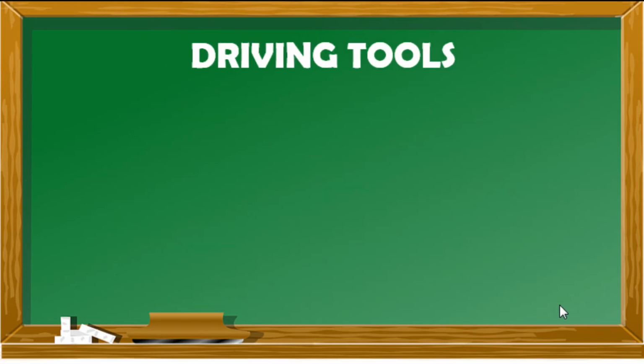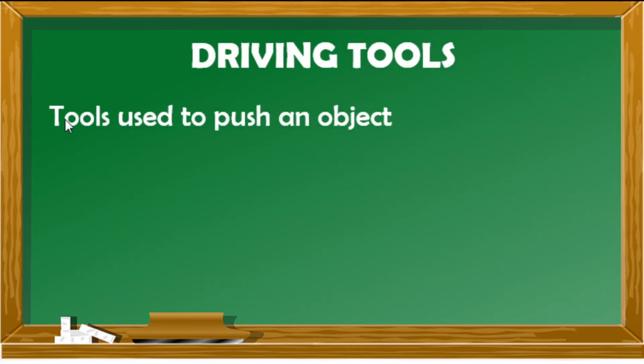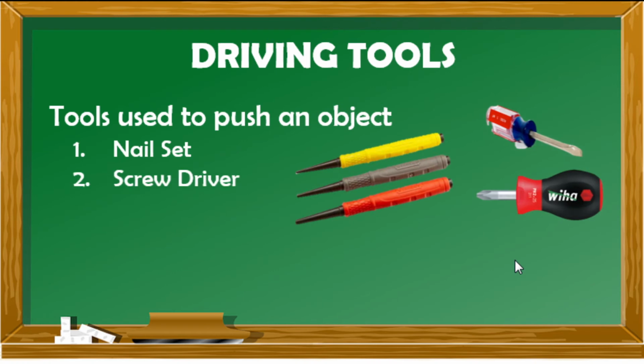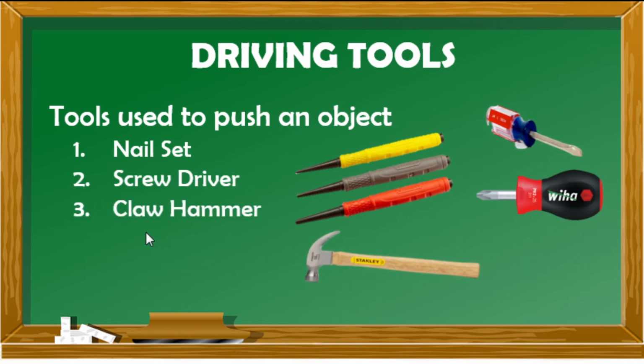Next, driving tools. Tools used to push an object. So ano yung mga pinupush nating objects? So, pako or nail. Then yung mga screws natin. Ito yung sample. So we have the nail set, screwdriver, claw hammer. So yung screwdriver natin, dalawang types yan. Either flathead or crosshead, or yung Philip and yung flat screw. The next is yung mallet. Okay, so ito yung mga driving tools natin.